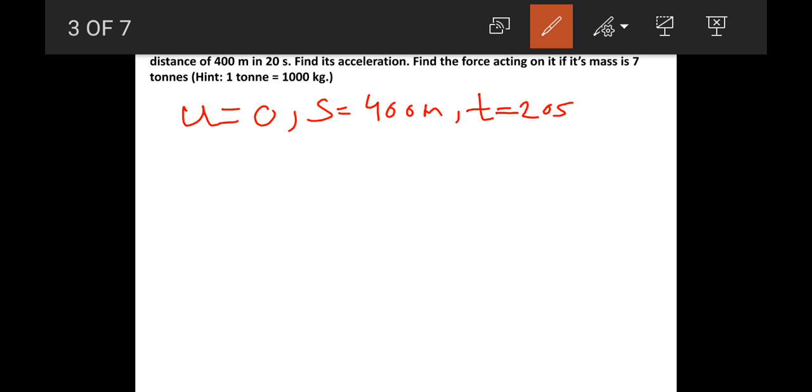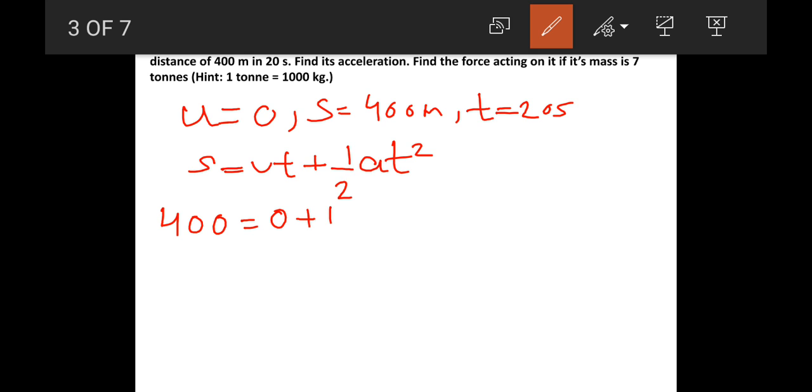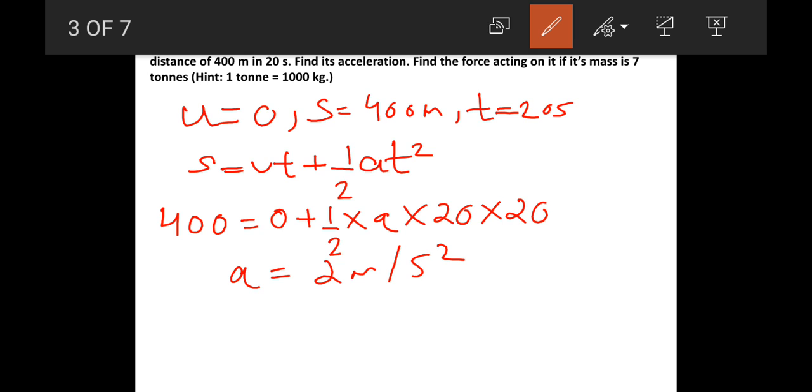Okay, now which equation of motion will you use to find this acceleration? Yes, the second one. So s equal to ut plus half at square. When I put these numbers, that is 400 equal to 0 plus half, acceleration I have to find, and t square means 20 into 20. So when I do this, I will get acceleration value as a equal to 2 meter per second square. So this is your acceleration.